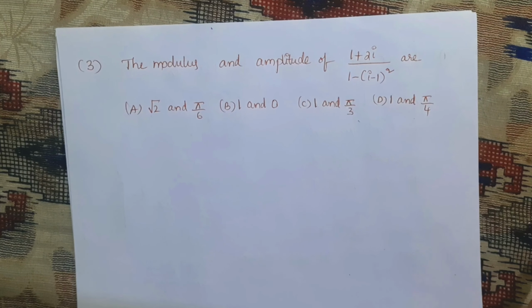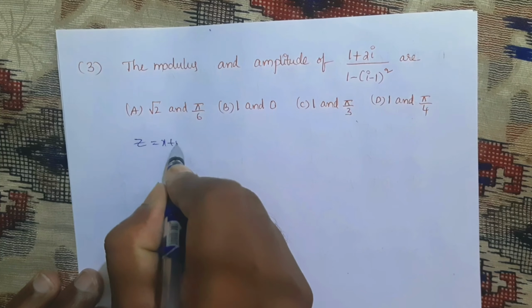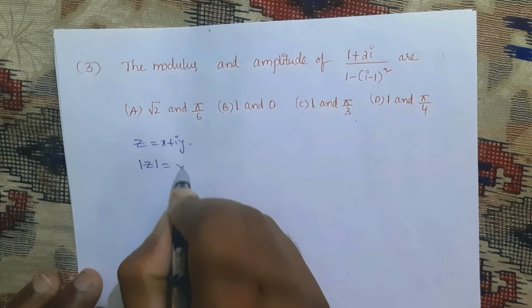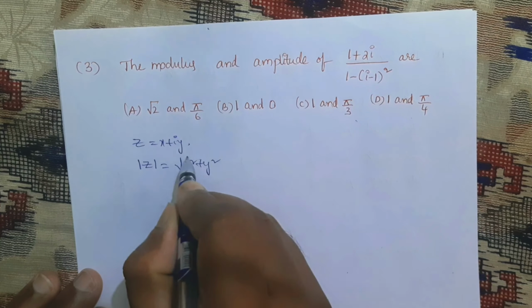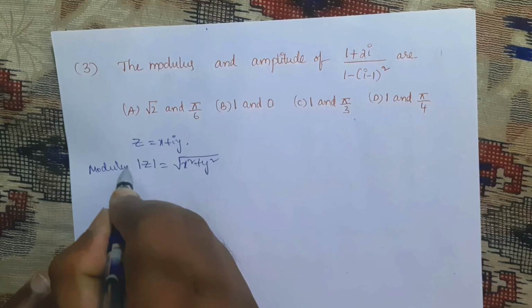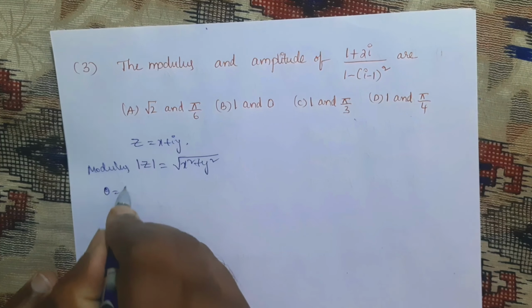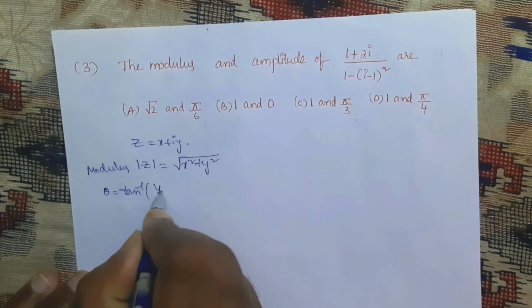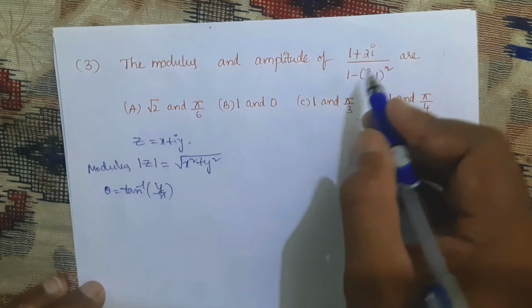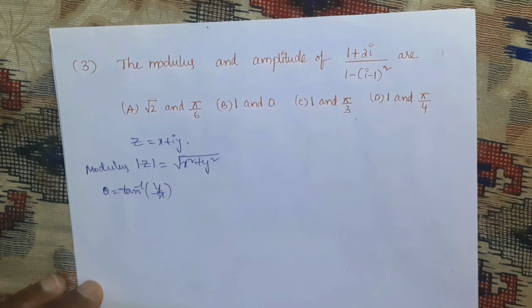Before solving, I will tell what is modulus and what is amplitude. If z is equal to x plus iy, modulus we consider as mod of z, which is nothing but the square root of x square plus y square. Then amplitude is nothing but theta, which is equal to tan inverse of y by x. Now these two we need to find. The given complex number is ((1 plus 2i) by (1 minus i)) minus 1, whole square.